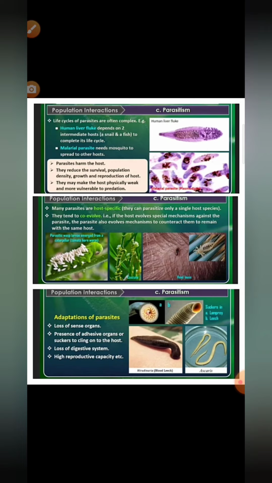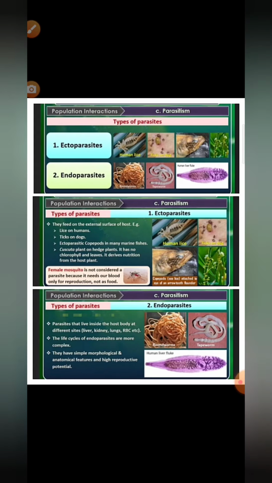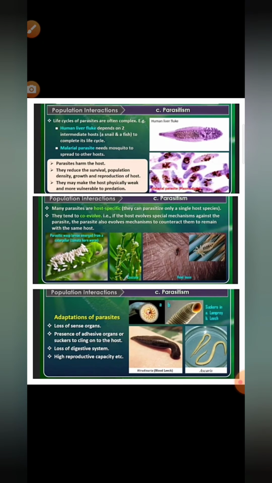The life cycles of some parasites are complex, where one or more intermediate hosts or vectors are present to facilitate parasitization. Like the human liver fluke. The human liver fluke depends on two intermediate hosts, a snail and a fish, to complete its life cycle. You know the malarial parasite also, the Plasmodium. It needs a vector to complete its life cycle; the mosquito acts as the vector here.